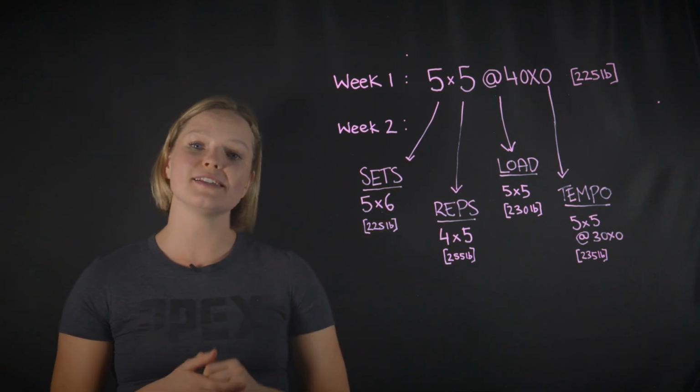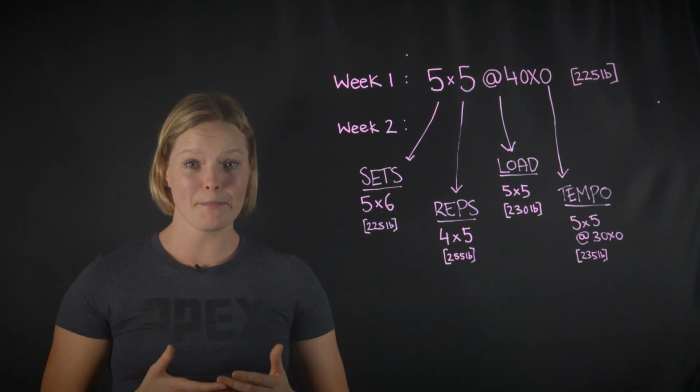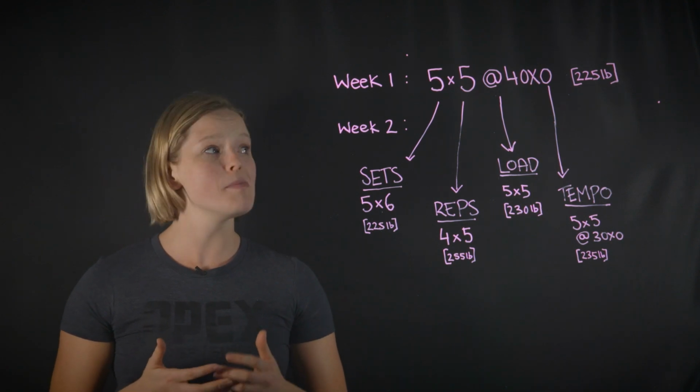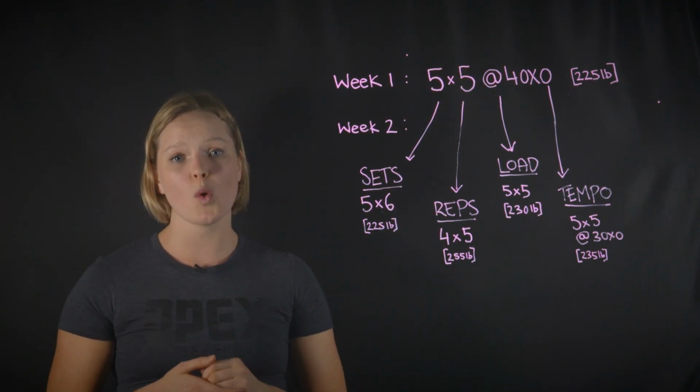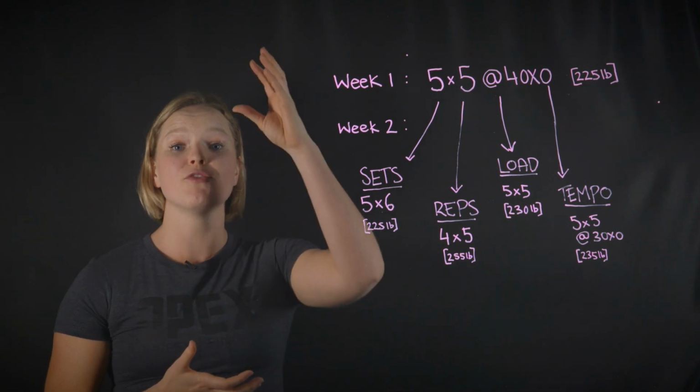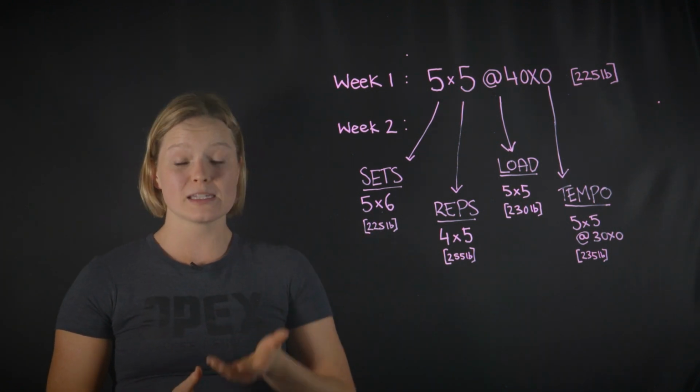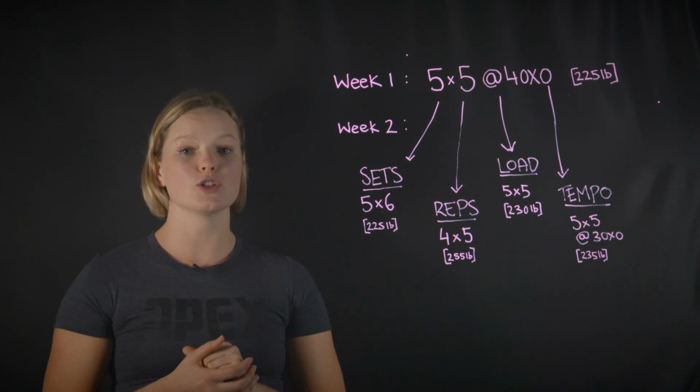Option number 4 is going to be tempo. Now tempo is how we manipulate the time that that client is lifting the weight for. So up here, our tempo was 40x0, which is a 4-second eccentric or lowering, 0-second pause, explode to stand, and then 0 at the top.